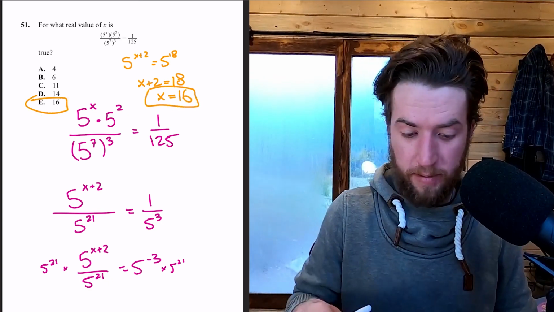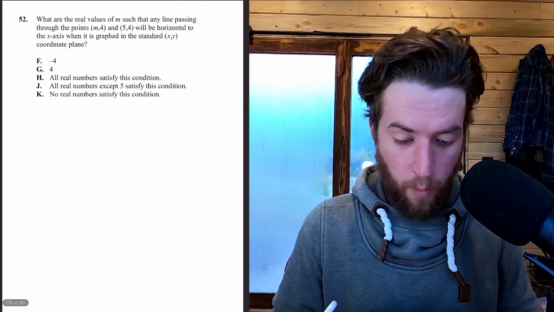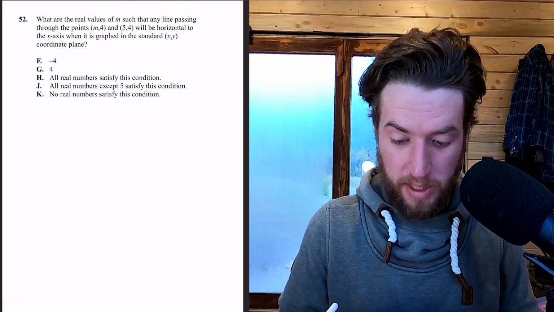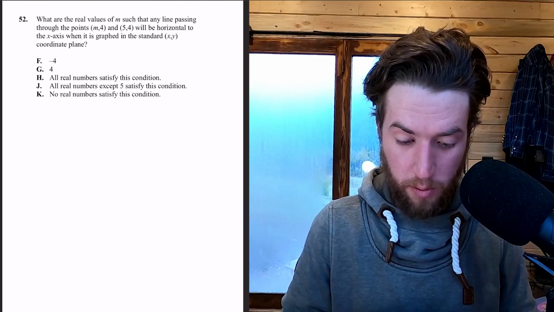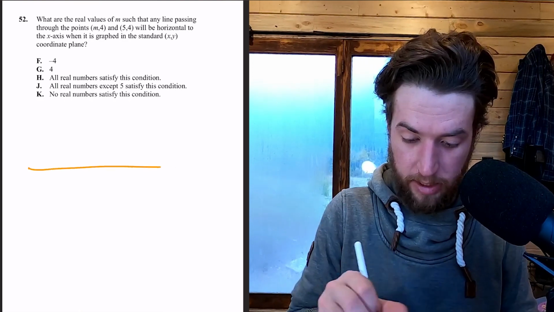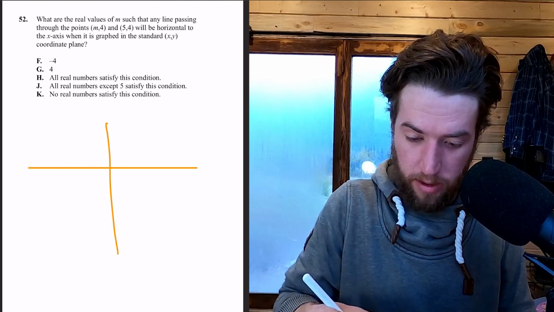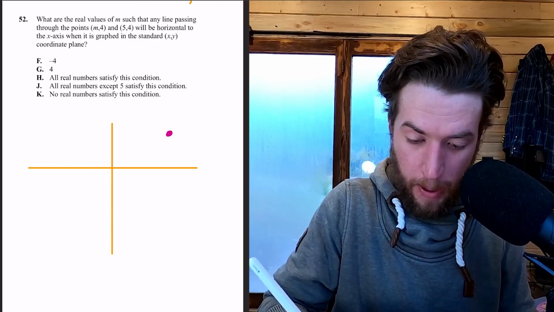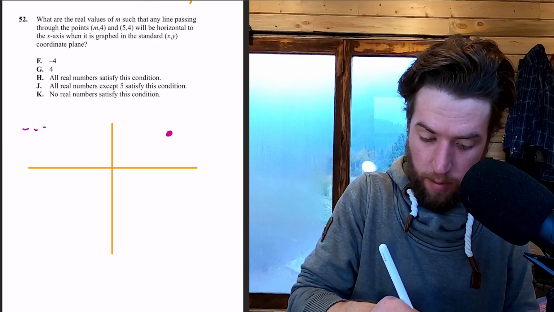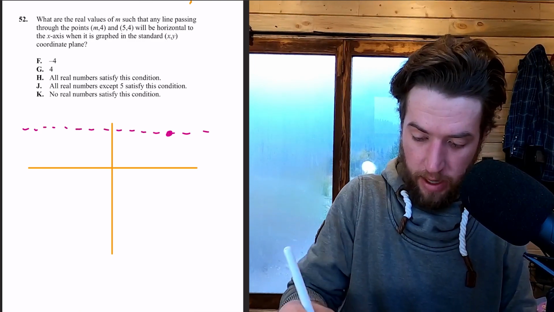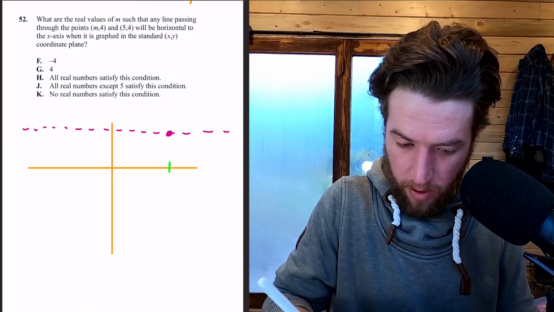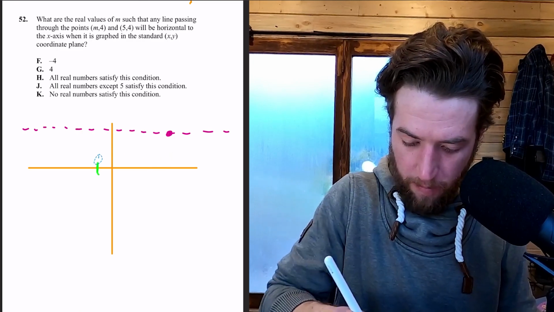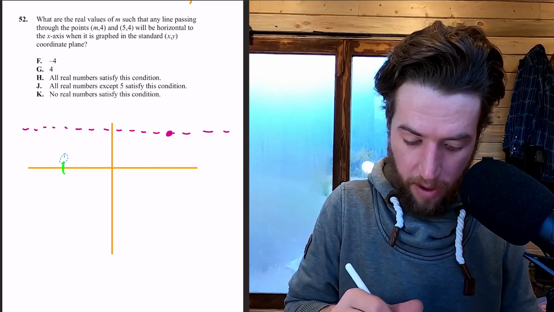On to the next. All right, what are the real values of m such that any line passing through those points will be horizontal to the x-axis? Okay, so we have this graph right here, the point 5, 4, and m, 4. So comma 4 means they're going to be on this line. m is just like, where are they going to be? Where is that m value? It can be any value.